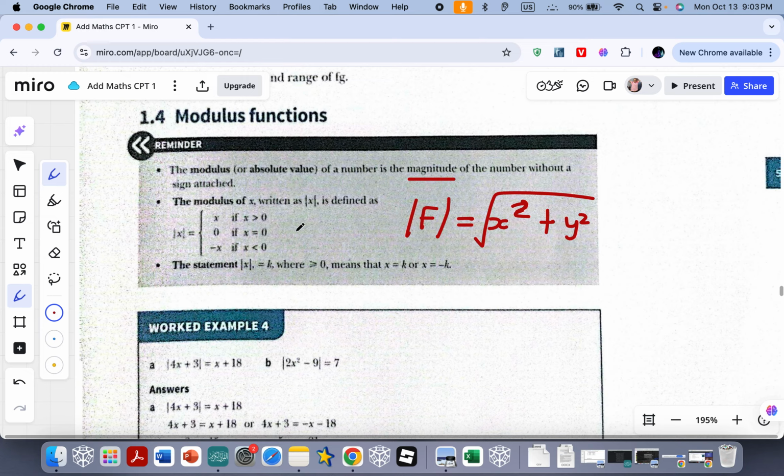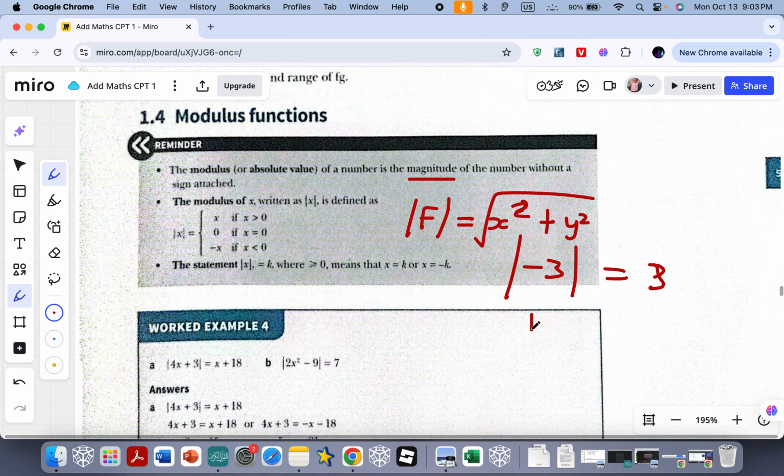Usually if you are given a number and it's negative, if you find the magnitude of -3, it's going to be what? +3. All modulus gives a positive number. So ordinarily, if we tell you that the modulus of a number is 3, it means the original number could have been +3 or -3.